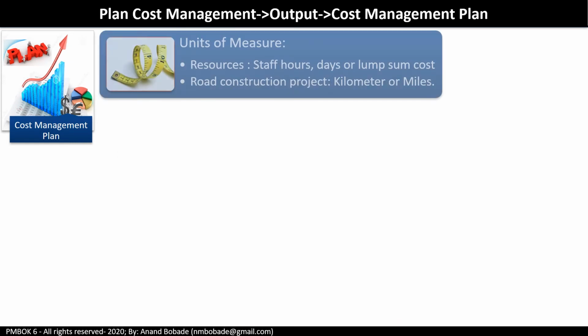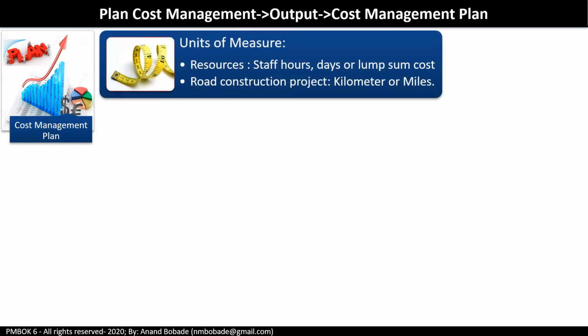Unit of measure. This indicates how something will be measured. For example, resource allocation and output measurement will be done in hours, days, or lump sum cost. Another example can be in a road construction project, where estimation will be done in terms of kilometers or miles. Now, the slightest mistake, either in deciding kilometers or miles, can have a major impact on the project. So it is important to decide upfront what kind of unit of measure will be used on the project.